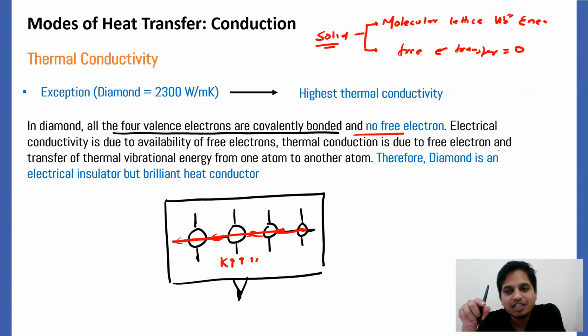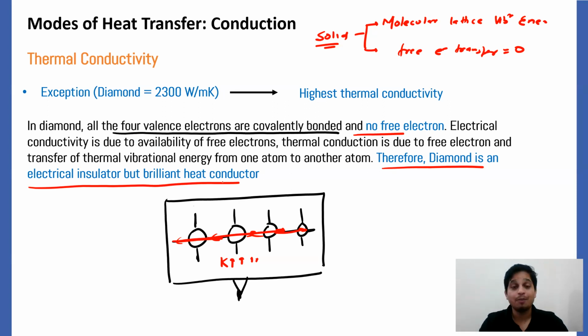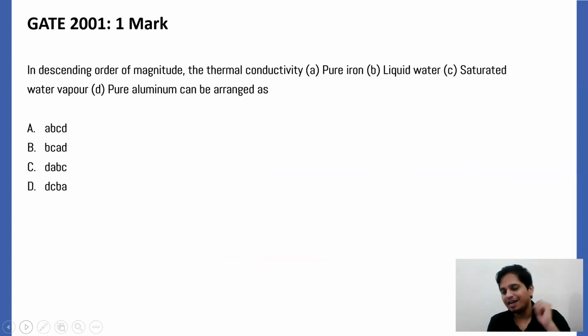Look, electrical conductivity is because of electron transfer, but there is no free electron here. So diamond has no electrical conductivity but is a perfect thermal conductor. इतना ज्यादा हीट ट्रांसफर ही करता है कि कोई भी नहीं कर सकता. ओके, सो इट इज अ perfect thermal conductor. Diamond is an electrical insulator but brilliant heat conductor, thermal conductor. That is the reason. Okay, it is a non metal, but still it conducts heat much faster, much more than any solid.